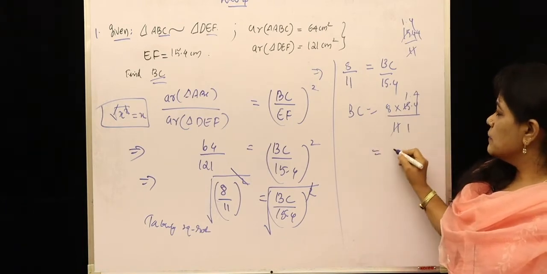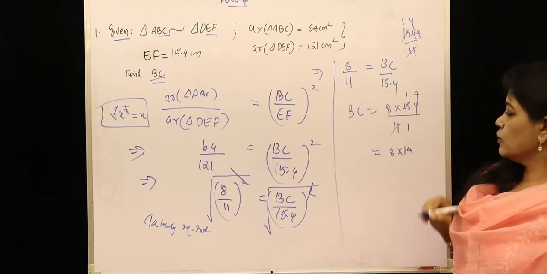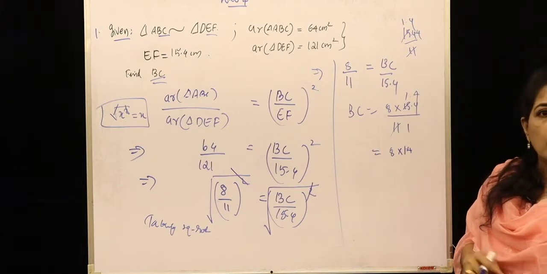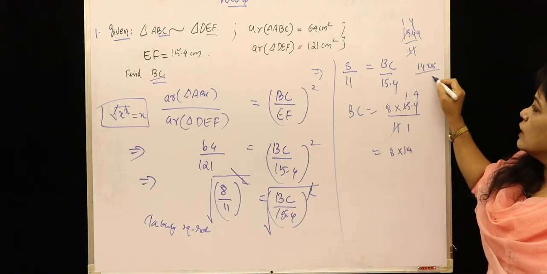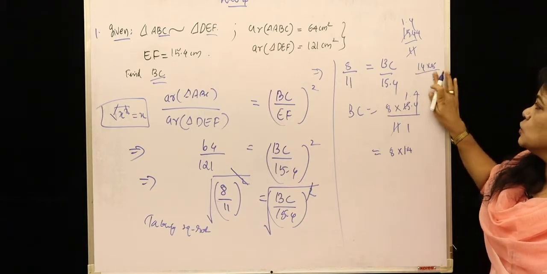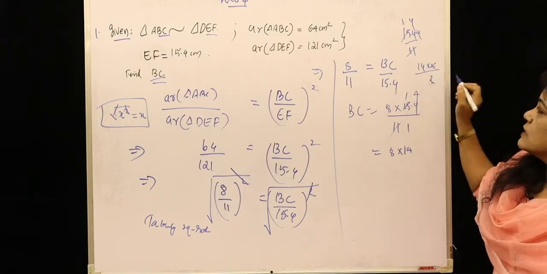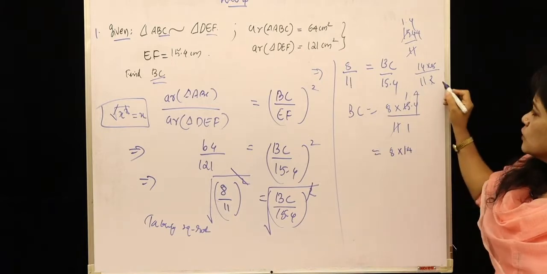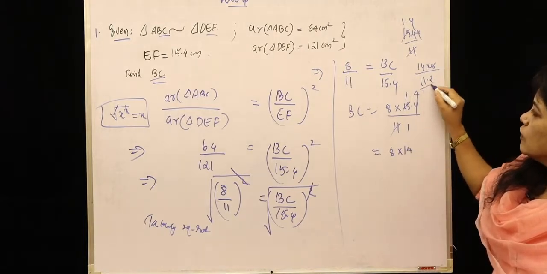One time, that is 8 into 4.4. How can we multiply a decimal number? Multiply without the decimal point. 14 into 8: 8 fours are 32, 3 carries. 8 ones are 8 plus 3, 11, and there is 1 decimal place. So you can shift the decimal point from right to left by 1.